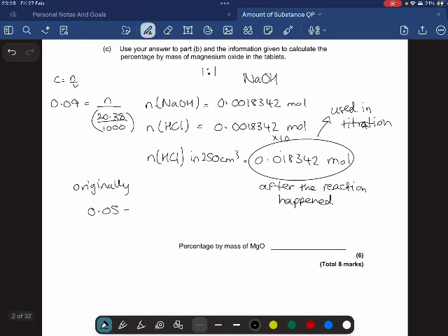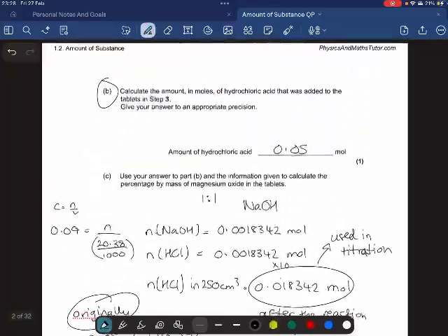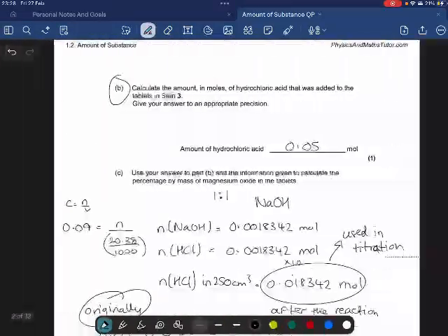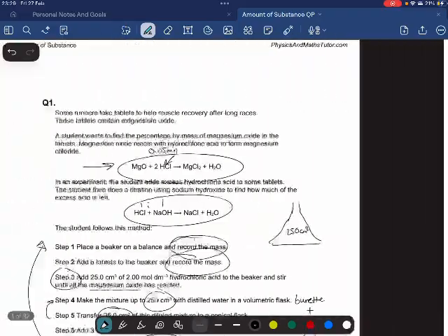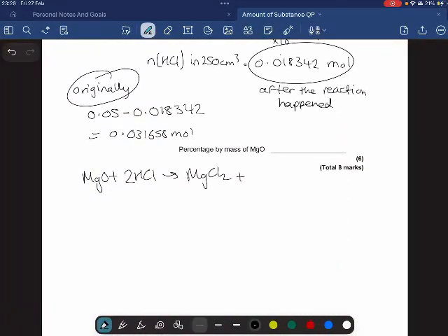So this 0.018342 was after the reaction happened. So to find what actually happened in the reaction, we just subtract it. Because originally we had 0.05, and after the reaction we had 0.018342. So subtracting it gives us 0.031658 moles. Now that is the HCl that reacted. Now remember, let's go back to our first equation. We've got MgO plus 2HCl gives us magnesium chloride plus water. Now, we know the ratio, it's 2-to-1, or 1-to-2, whatever you want to call it.